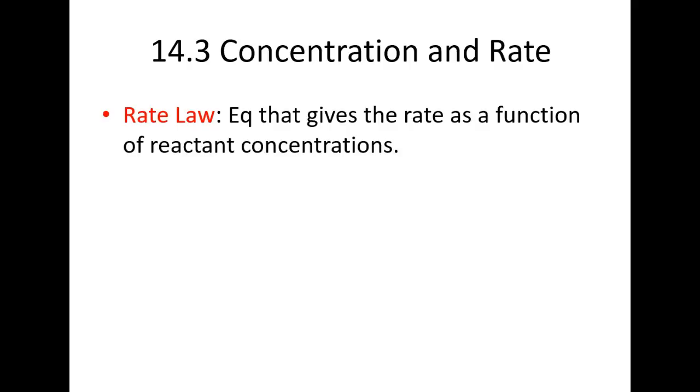Our last section for today, 14.3, is concentration and rate. We've spent some time talking about average rates and instantaneous rates and how stoichiometry plays a role. But we also want to know, how does the concentration of chemicals we use impact how fast or slow a reaction may occur? To understand that, we need to be able to write something called a rate law.